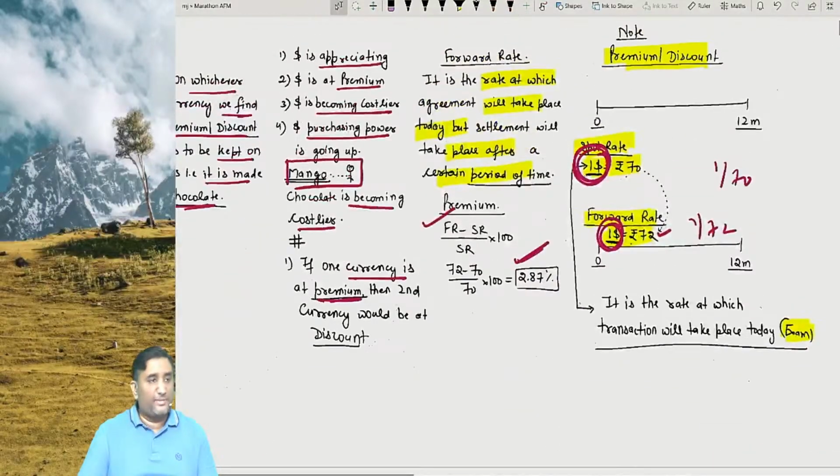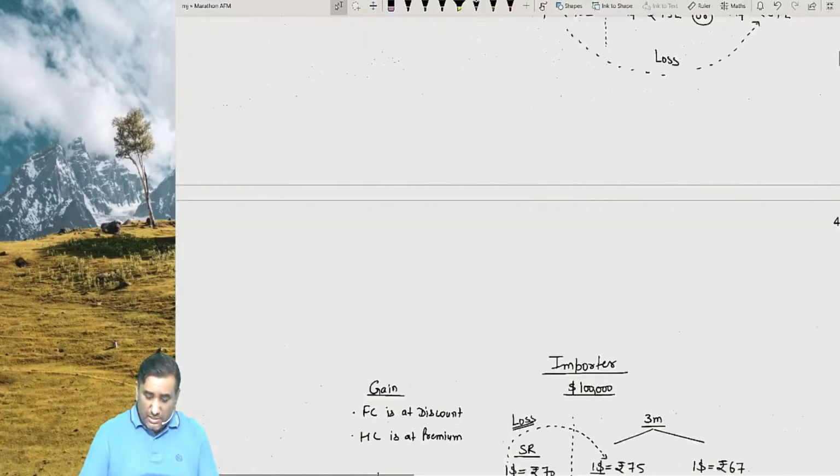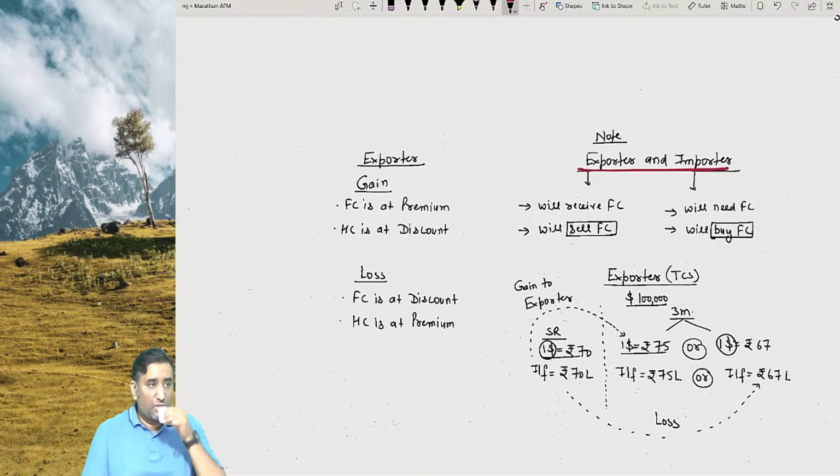This was the second note. If I summarize, left hand side would be a chocolate, right hand side would be a price. On whichever currency we find premium or discount, it goes on the left hand side, and premium would not be equal to the discount. The third part is exporter and importer, a very important slide again. This will help me in the main questions. In fact, in the entire chapter, only two parties are there: one is exporter and second is importer. That's it.